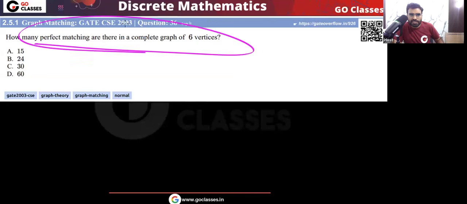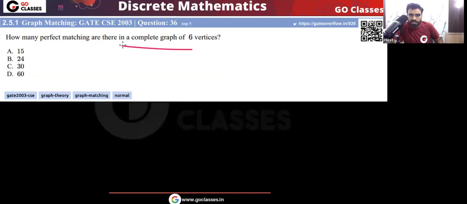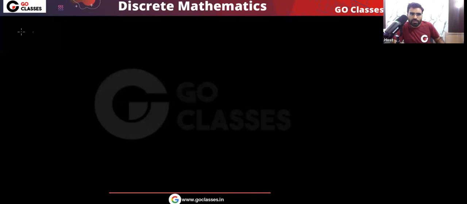So remember, this GATE 2003 question we have solved. This is asking for the number of perfect matchings in K6, and we have also found the number of perfect matchings in K8. So similarly, you can find the number of perfect matchings in any complete graph on an even number of vertices. So let's do that generalization also.